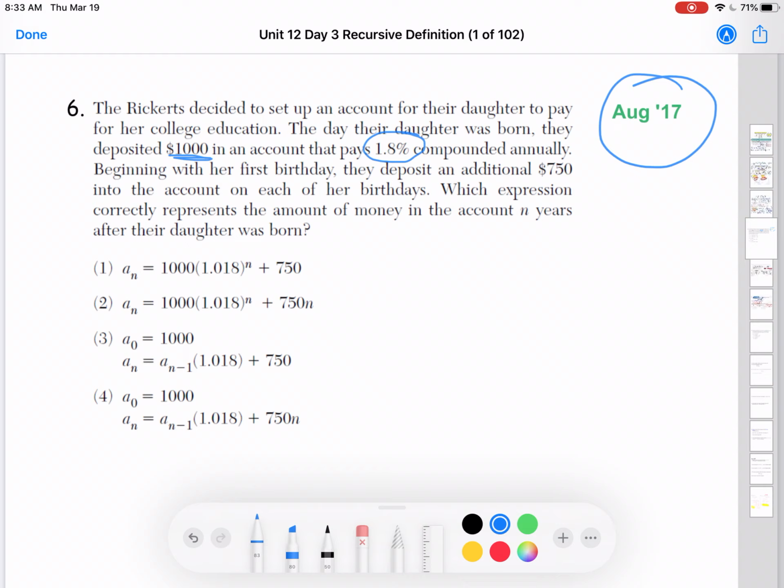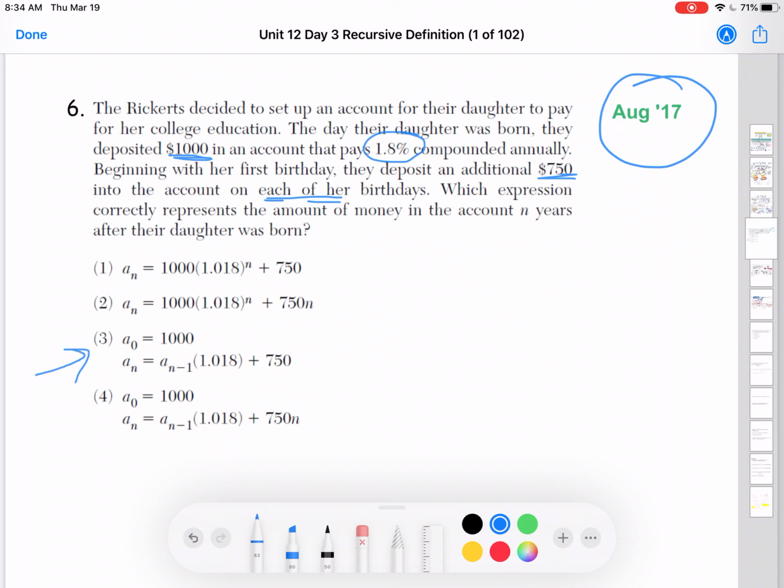Okay, so beginning with her first birthday, they deposited an additional $750 into the account on each of her birthdays. Okay, so now I know also that this is like the question we just did. This is going to be a combination of multiplying and adding. So it says, which expression correctly represents the amount of money in the account n years after the daughter was born? So my eyes right away are going down to number 3.